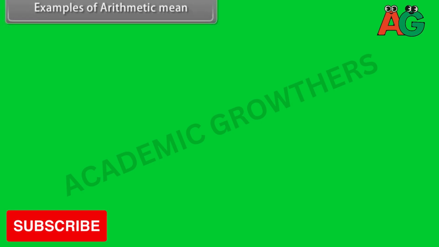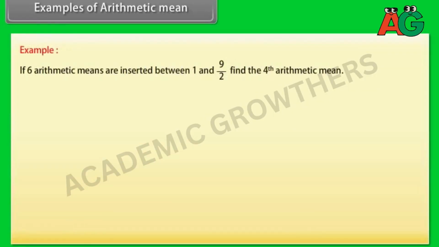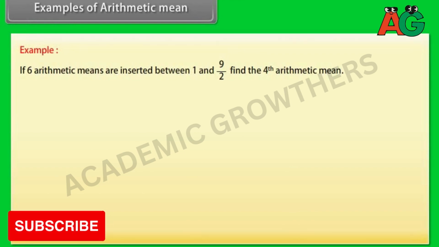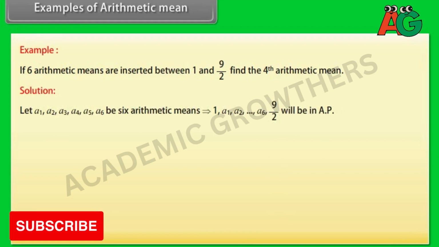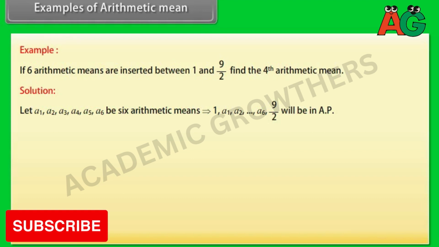Examples of arithmetic mean. If 6 arithmetic means are inserted between 1 and 9 by 2, find the 4th arithmetic mean. Solution. Let A1, A2, A3, A4, A5, A6 be the 6 arithmetic means. It implies 1, A1, A2 up to A6, 9 by 2 will be in arithmetic progression.